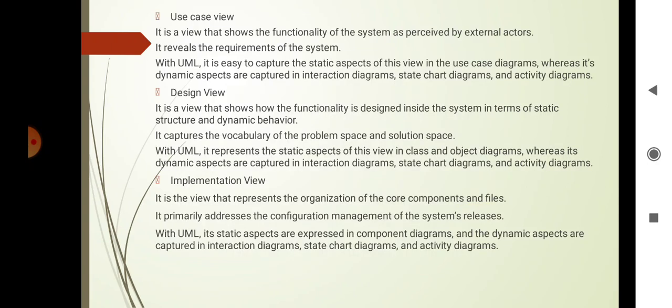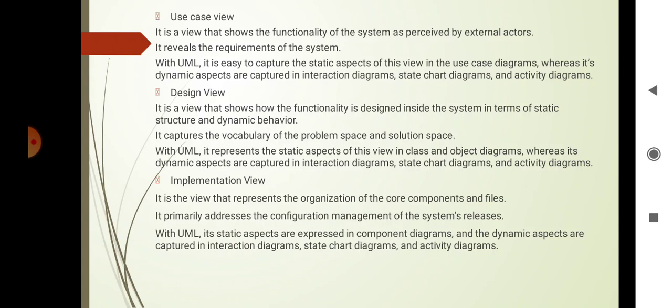Then second is the design view. It is the view that shows how the functionality is designed inside the system in terms of static structures and dynamic behavior. It captures the vocabulary of the problem space and the solution space. With the UML, the static aspect of this view is represented in class and object diagrams, and the dynamic aspects are captured in interaction diagrams, state chart diagrams and activity diagrams.